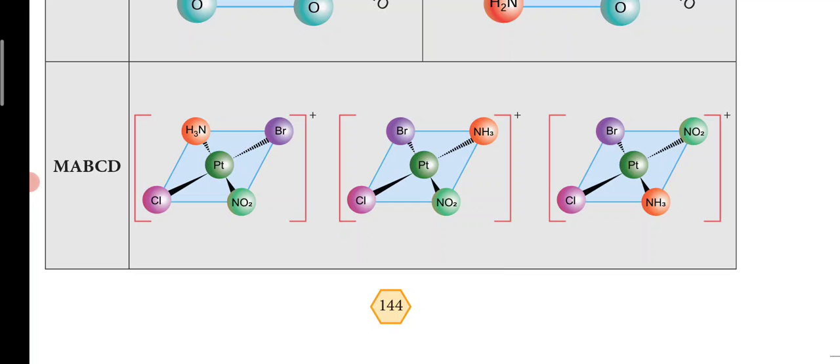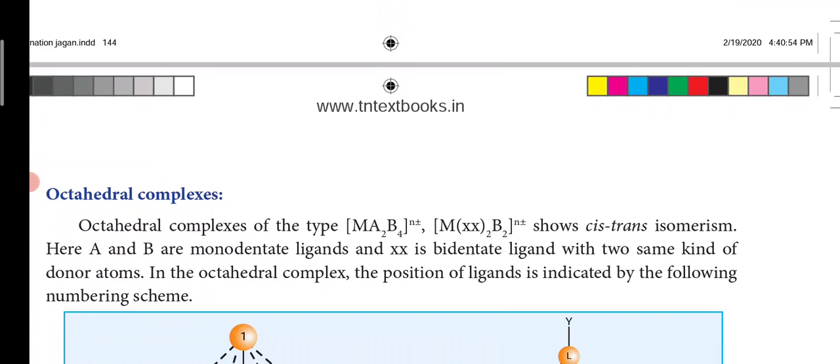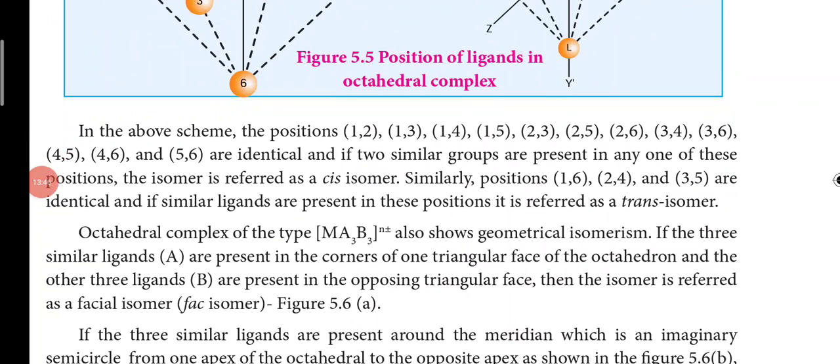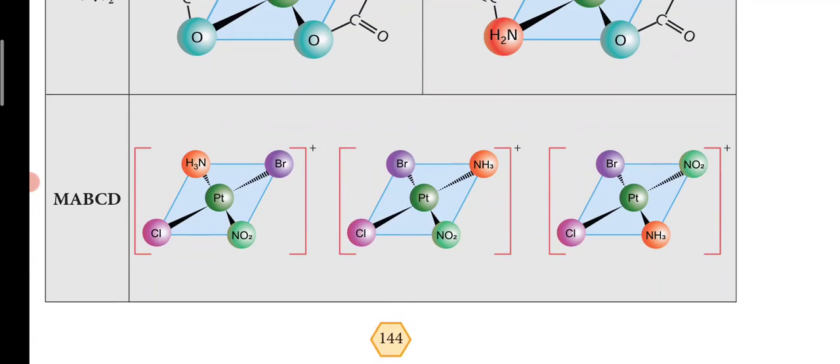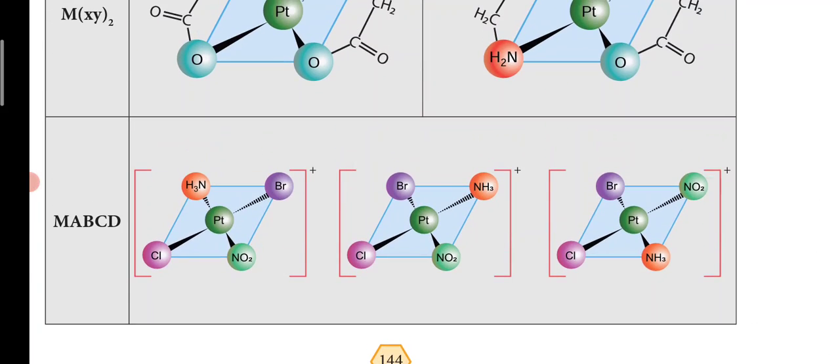So this is all about geometrical isomerism. For octahedral complexes we will discuss in the next class, and along with that we have optical isomerism also. So we still have optical isomerism to complete. Here we have discussed only the square planar. How isomerism occurs in octahedral complexes, we will discuss in detail in the next class.